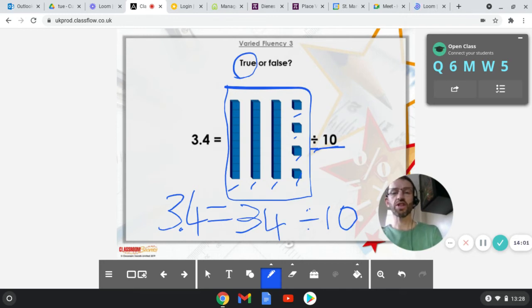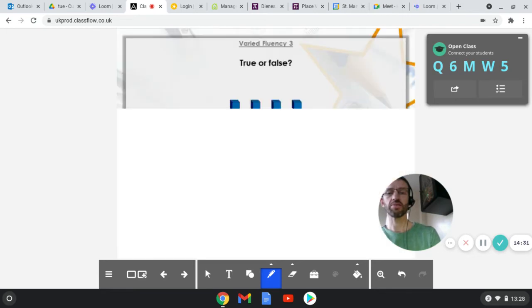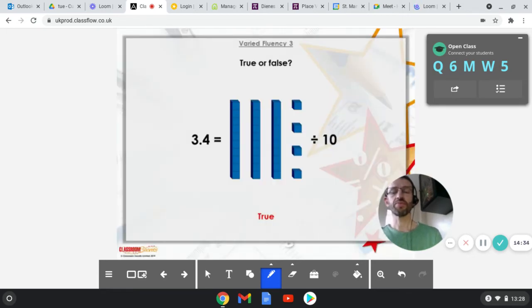Remember the equal sign shows us that whatever is on one side of the equal sign has to be the same as the other side. So whether we switch it round, so we have 34 divided by 10 equals 3.4, that's what it would look like. Sorry, running out of space there. We can see that that's correct. So it's true. Okay.